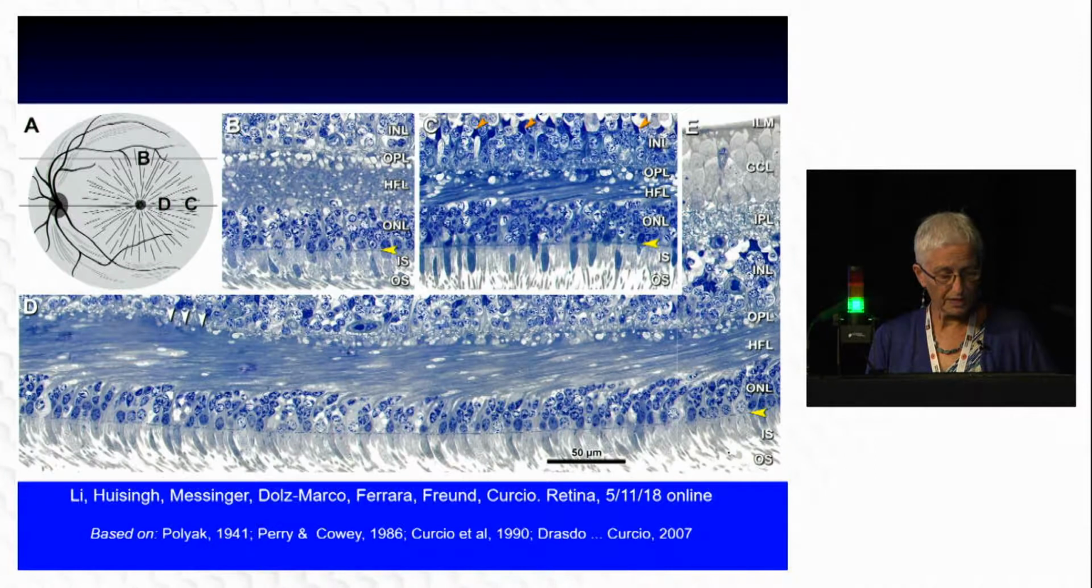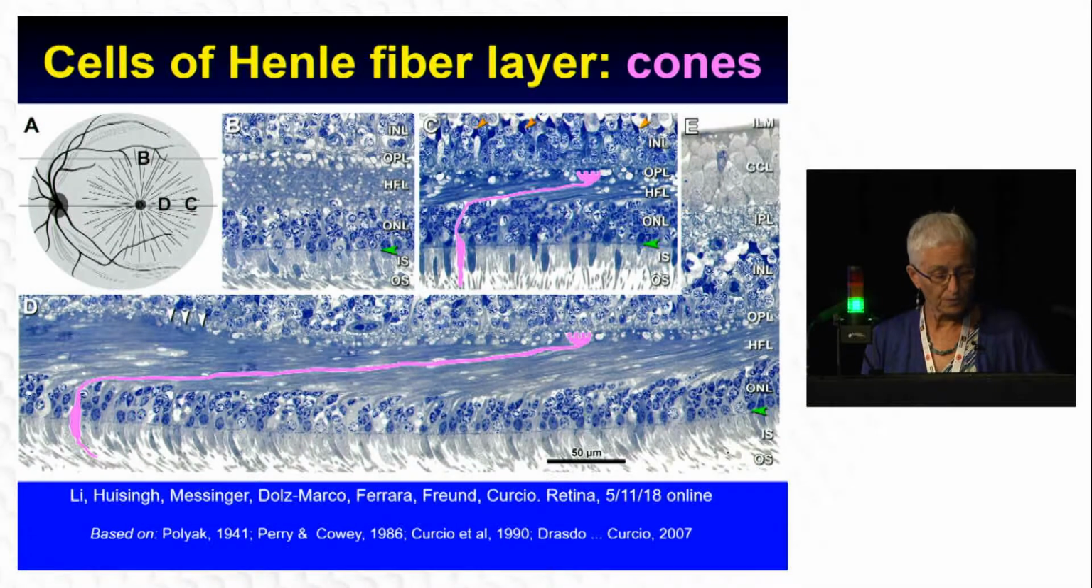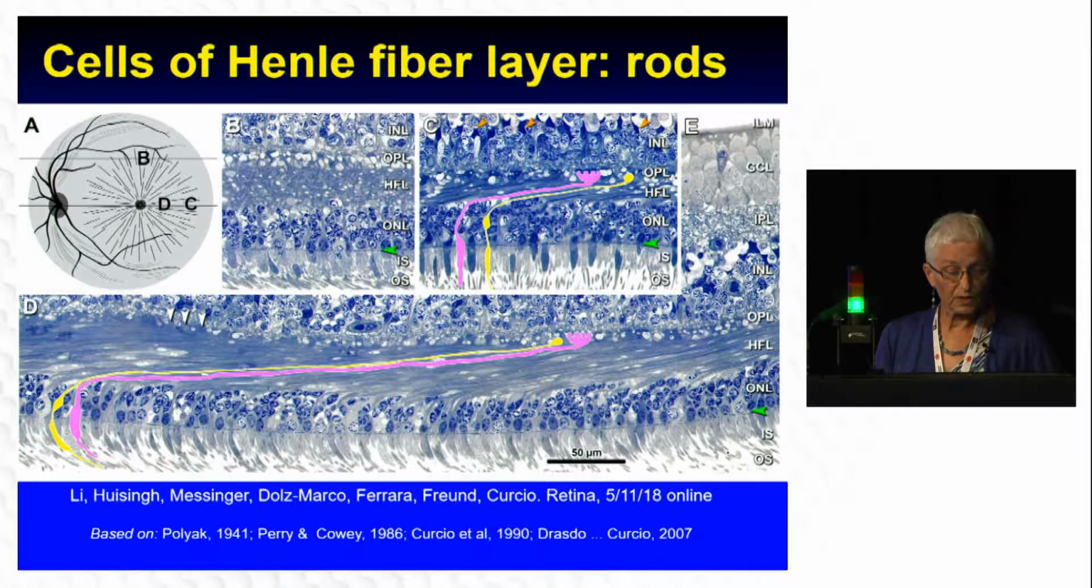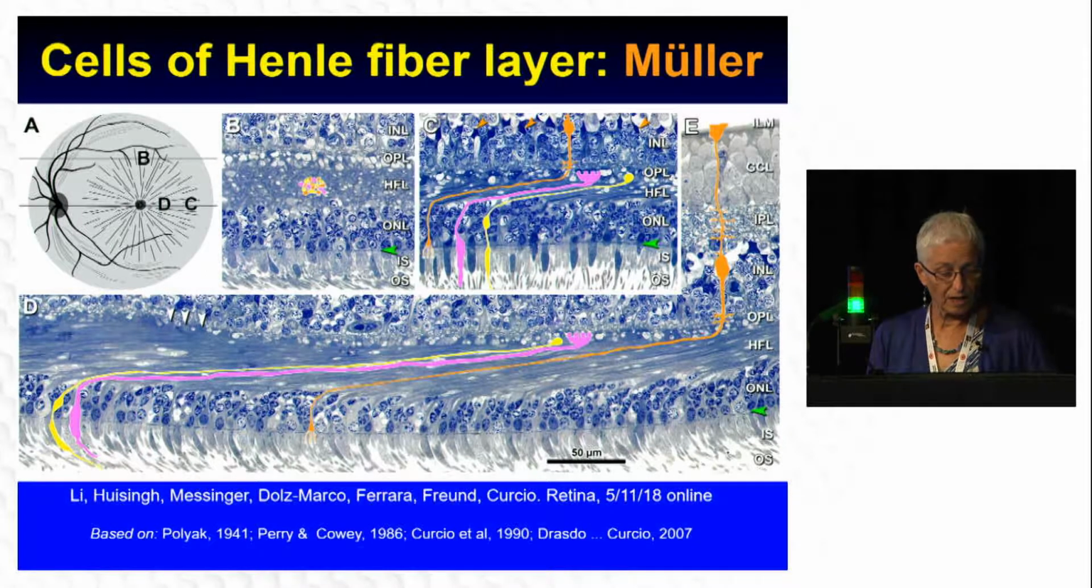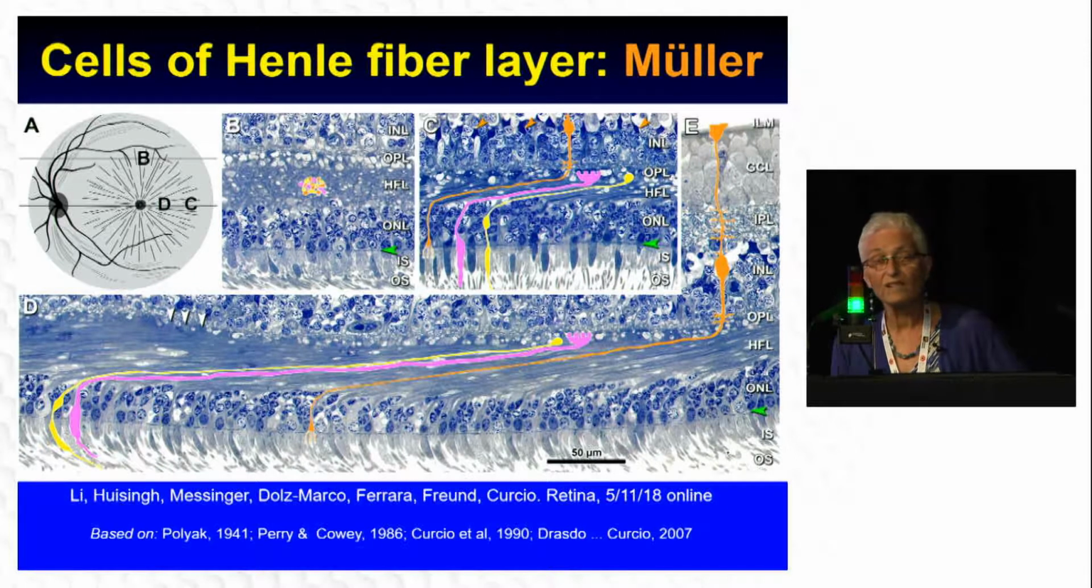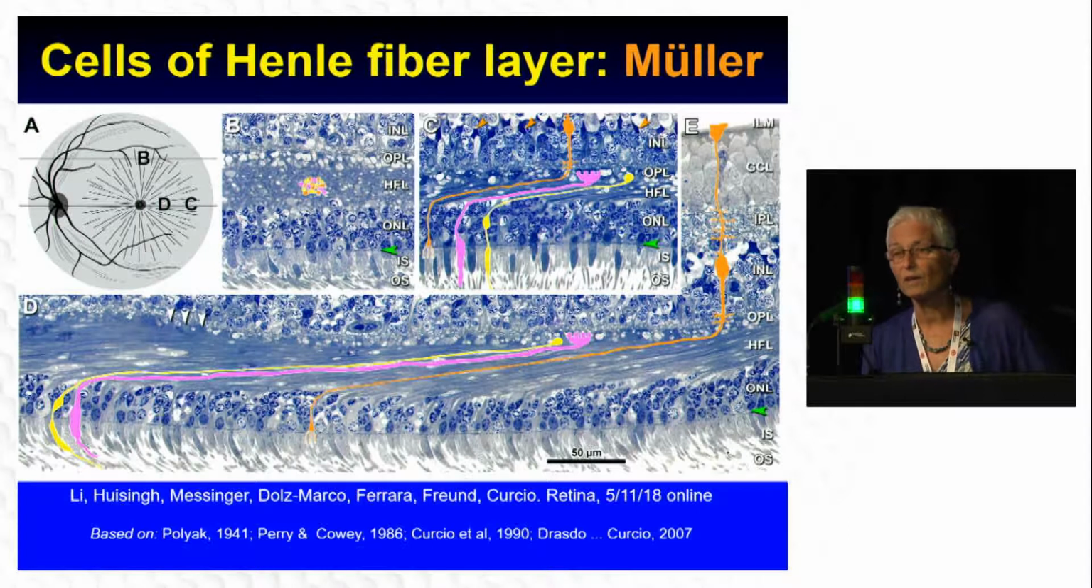If you look at the population of cells in the Henle fiber layer, where all those oblique fibers are located, you can see the cones, which start with the inner and outer segments down below and end at the synaptic terminal up above. You can see the rods, which actually outnumber the cones in human macula, and they follow the same course. And the Mueller cells are interleaved between the rods and the cones, and their cell body is in the inner nuclear layer, and they traverse the whole retina. So these, of all the retinal cells, are the most capable of accounting for the distribution of the macular pigment.